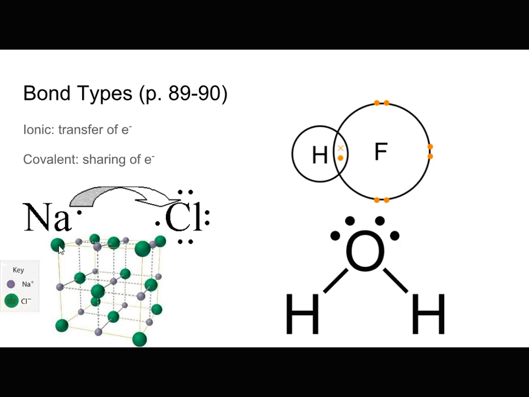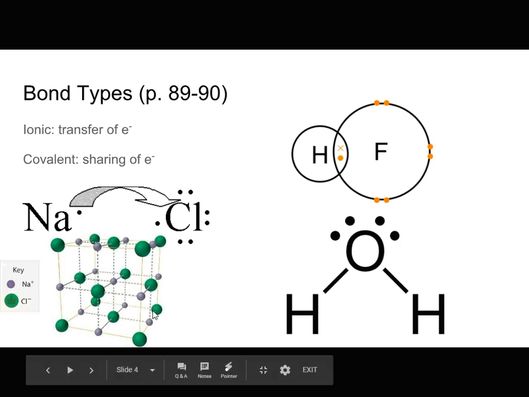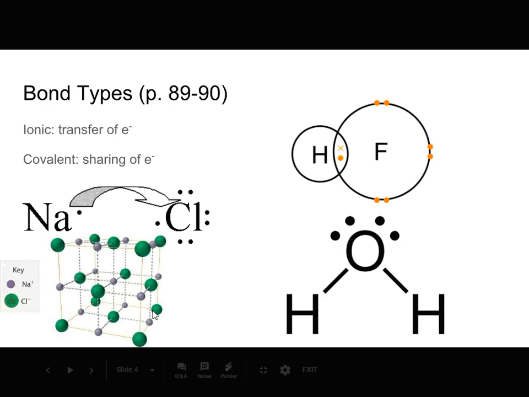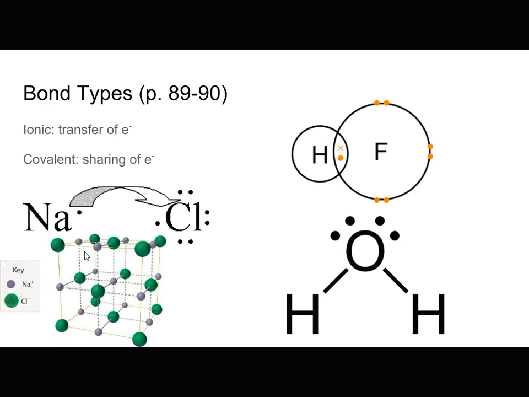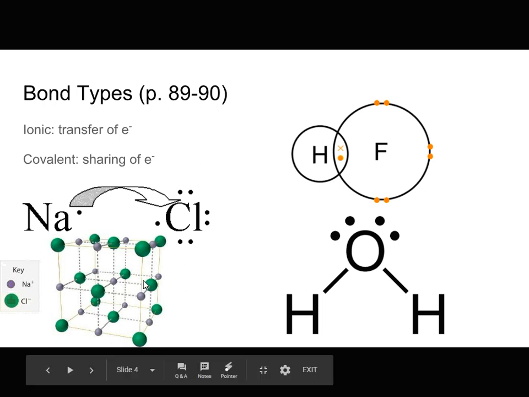Right below the Lewis dot for sodium chloride, I've shown what ionic compounds look like when they are stuck together. So Na plus and Cl minus are held together in what's called a lattice structure, just a repeating unit of these different ions that are attracted to one another. So a couple different ways to represent ionic compounds.